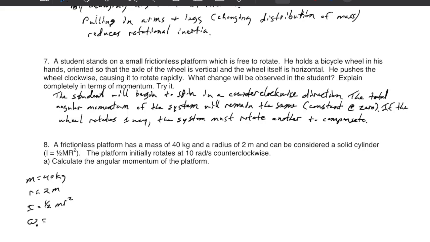We've got the mass is 40 kilograms, radius is 2 meters, I equals 1/2 mr squared, and the initial angular velocity at 10 radians per second. We're looking for angular momentum, L. We know that L is I omega. I is 1/2 mr squared, and omega, they told us, is 10. Once we put the numbers in, 1/2 times 40 times 2 squared times 10, put that into our calculator. We should get 800 kilograms meter squared per second.